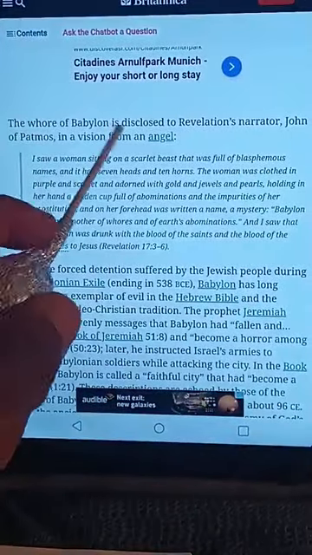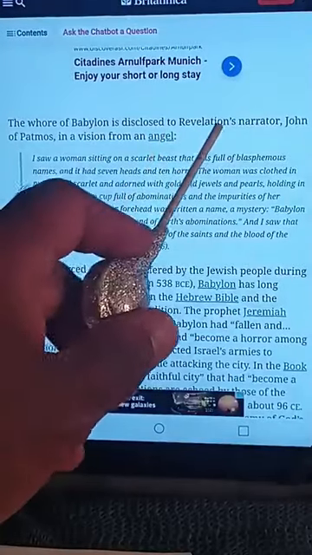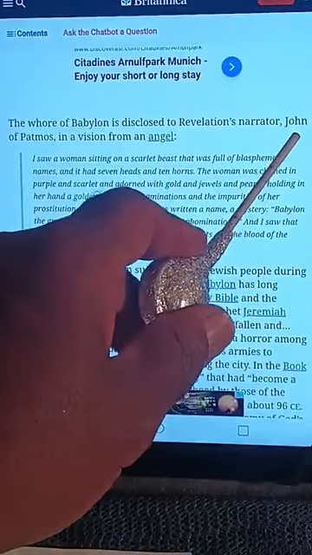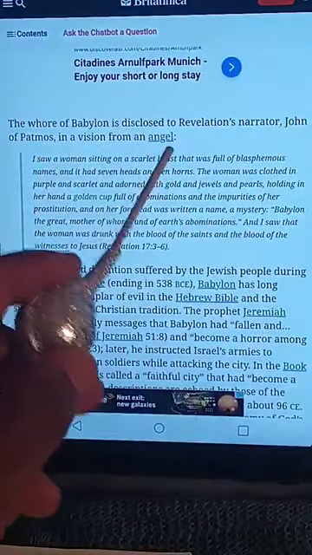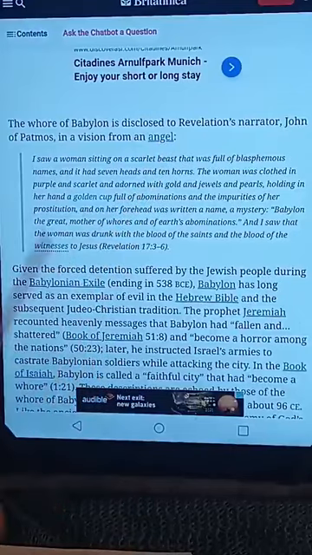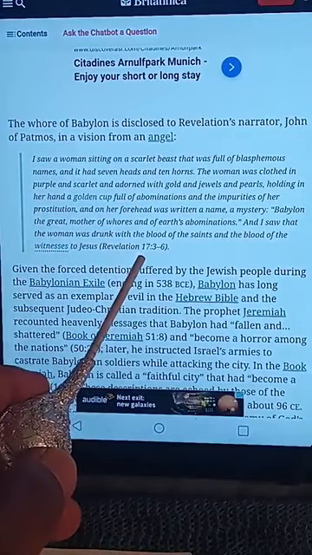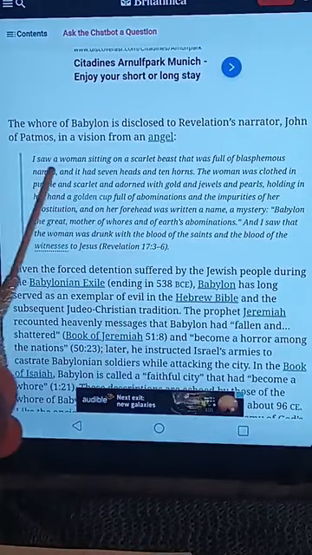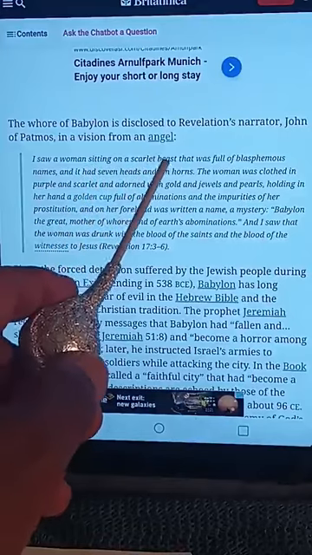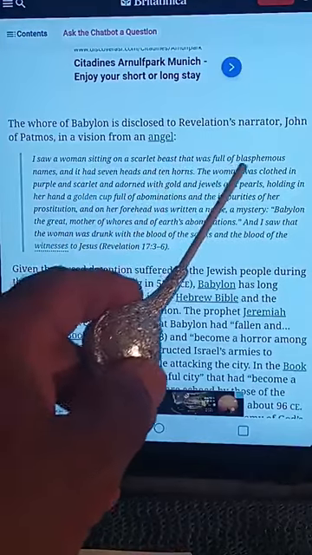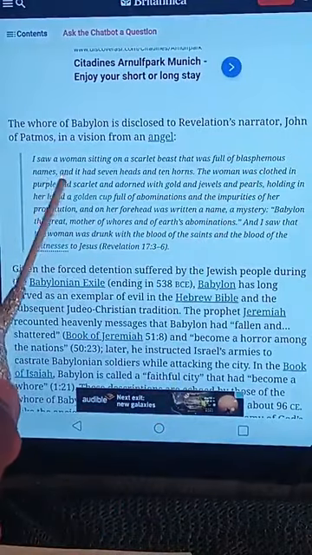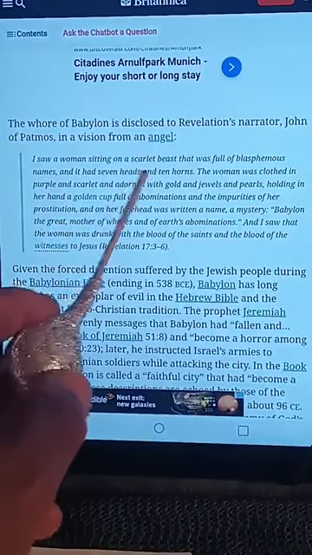The whore of Babylon is disclosed in Revelation's narrator, Apostle John, in a vision from an angel of the light at Revelation 17, verse 3 to 6. I saw a woman sitting on a scarlet beast that was full of blasphemous names, and it had 7 heads and 10 horns.